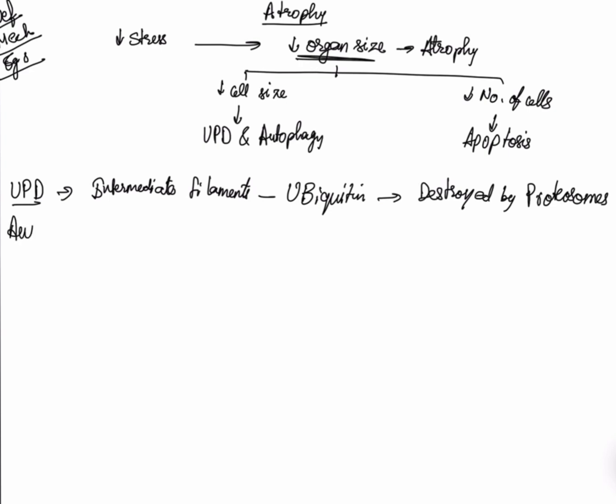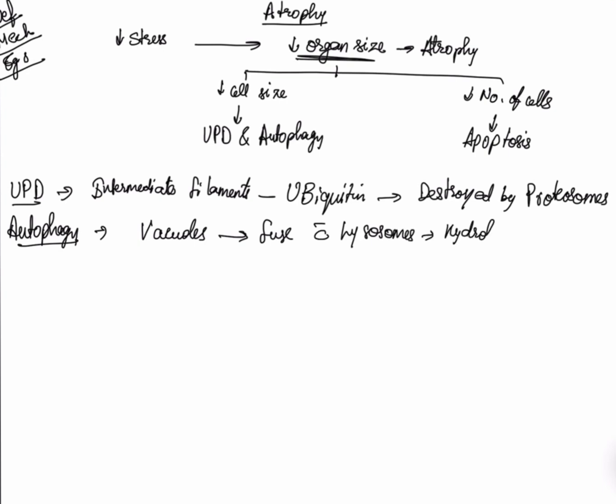And in autophagy of cellular components, this involves generation of autophagic vacuoles, and these vacuoles fuse with lysosomes, which releases hydrolytic enzymes that result in breakdown of cellular components. So this is the mechanism of atrophy.